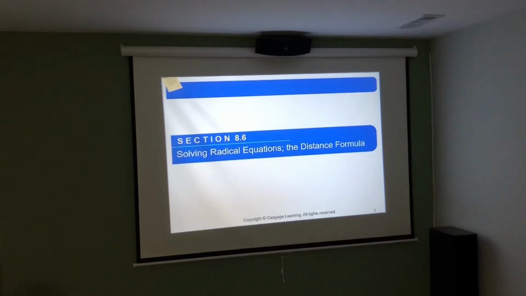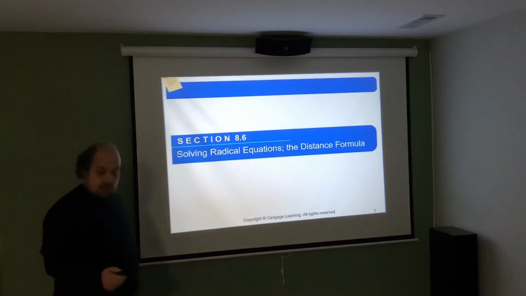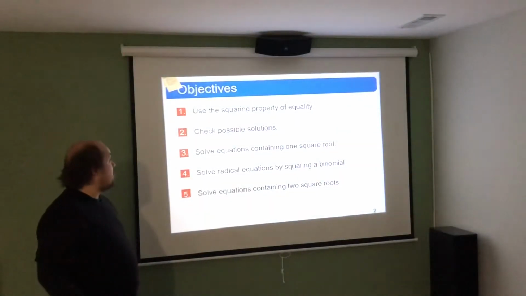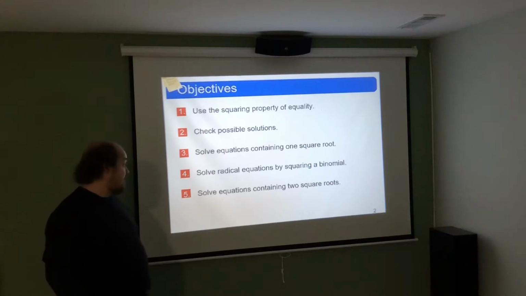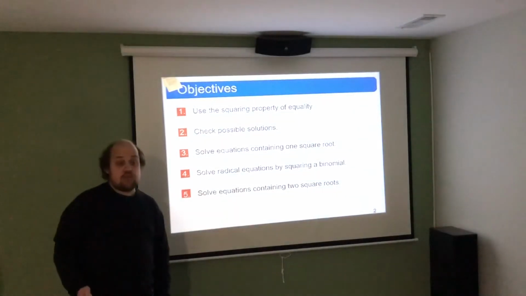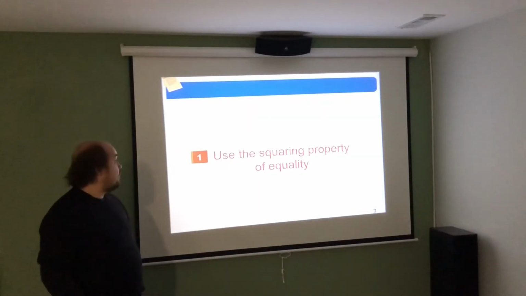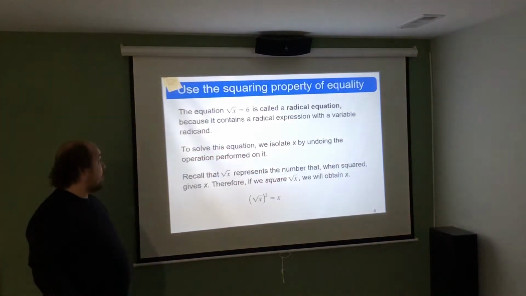Section 8.6 has us solving equations involving radicals. In this section, we're going to use the squaring property of equality, check possible solutions, solve equations containing a square root, solve radical equations by squaring a binomial, and solve equations containing two square roots. First, we're going to use the squaring property of equality.